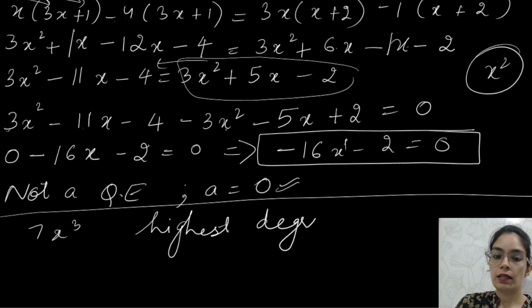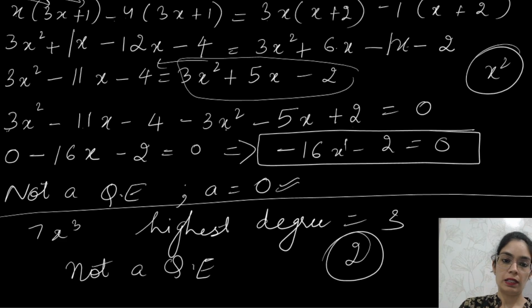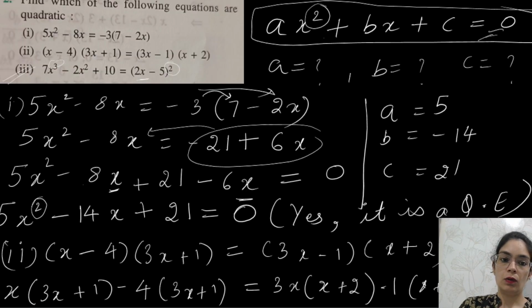If highest degree is equal to 3, that means the given equation is not a quadratic equation, because in a quadratic equation the highest degree should be equal to 2, not equal to 3. So from these three equations, only the first one is the quadratic equation.